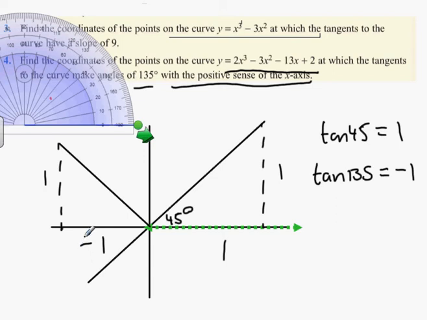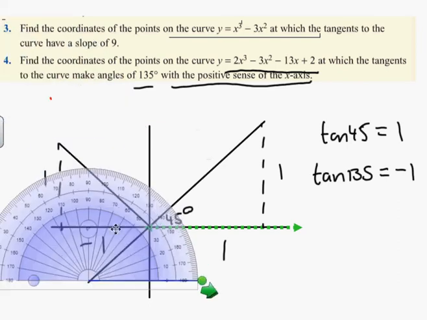Here's what you need to know. Anytime you read the language, and you might want to write this in beside these questions, anytime you see "makes an angle of" blank, whatever that blank is, tan that angle. Whatever angle they give you, tan of it is going to be your slope. Is everybody happy with that?